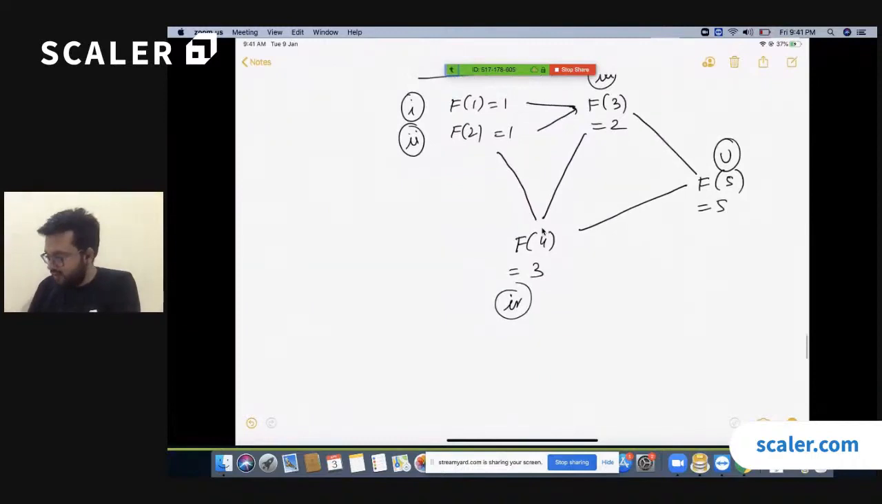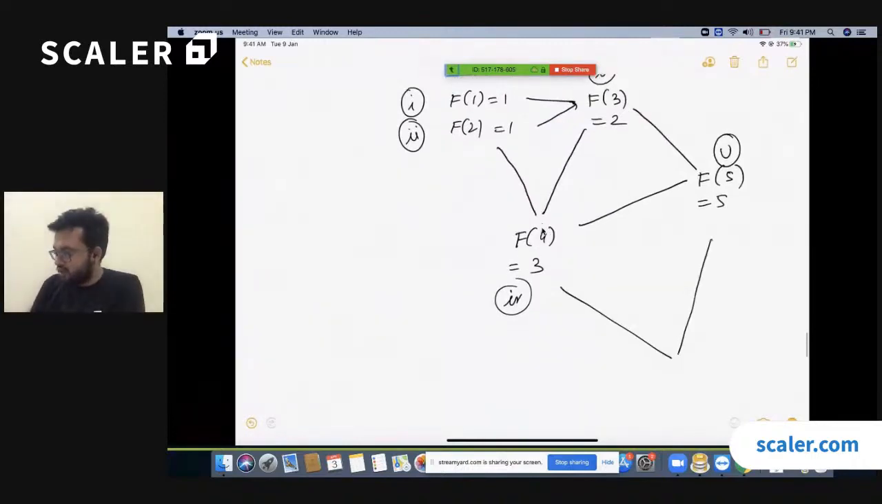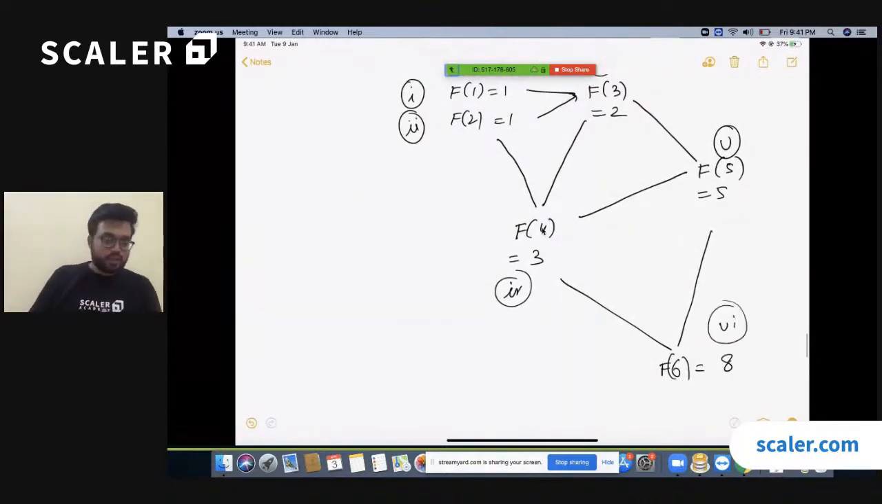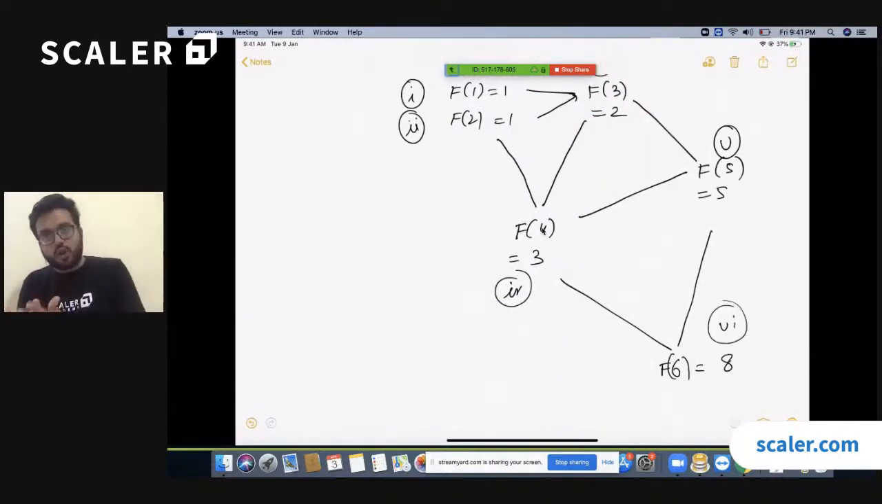And the sixth would be just using f of 4 and f of 5, you can compute f of 6, which would just be 3 plus 5, which is 8. And this would be the sixth step that you compute. So you now understand that there are two ways to solve DP problems.